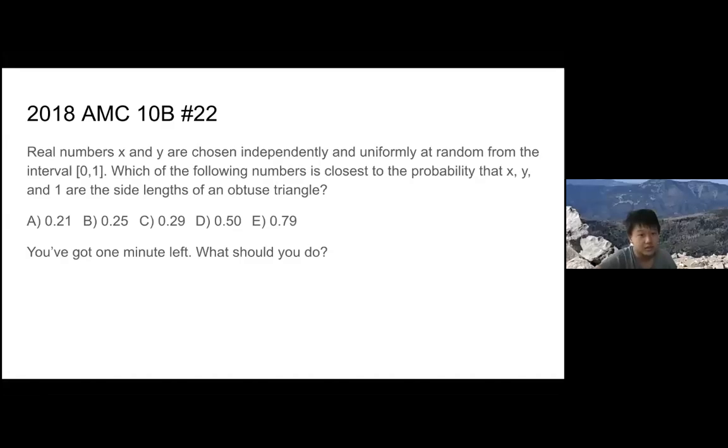This one comes from the 2018 AMC10B, number 22. X and Y are chosen at random between 0 and 1. What's the probability that X, Y, and 1 are the sides of an obtuse triangle?